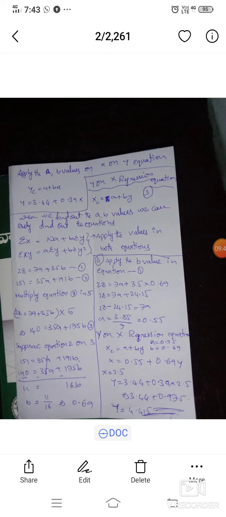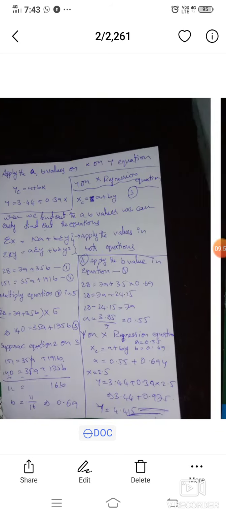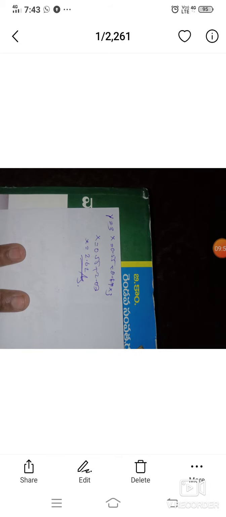Right? Then let us go to the fifth step. Y is equal to 3, x is equal to 0.55 plus 0.69 into 3. The x value is x is equal to 0.55 plus 2.07. The x value is 2.62. These are the x and y values.